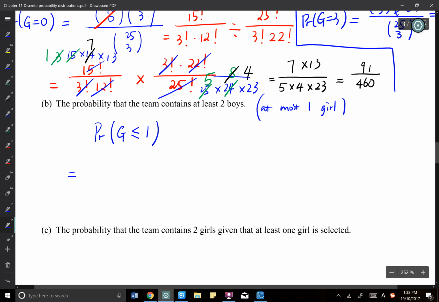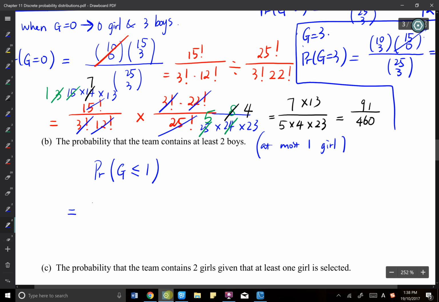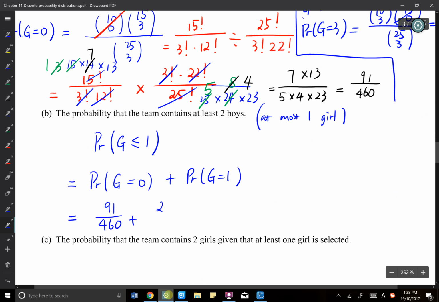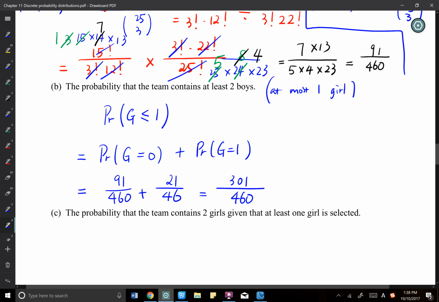What do you think the probability will be? It's the probability G equals 0 plus the probability G equals 1, so either 0 or 1, a plus in between. So 91 over 460 plus 21 over 46, which is 301 over 460. Correct? Check.